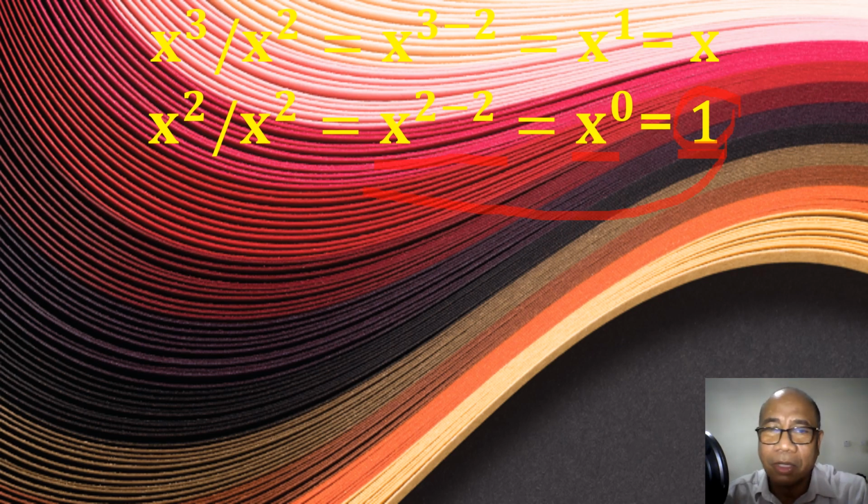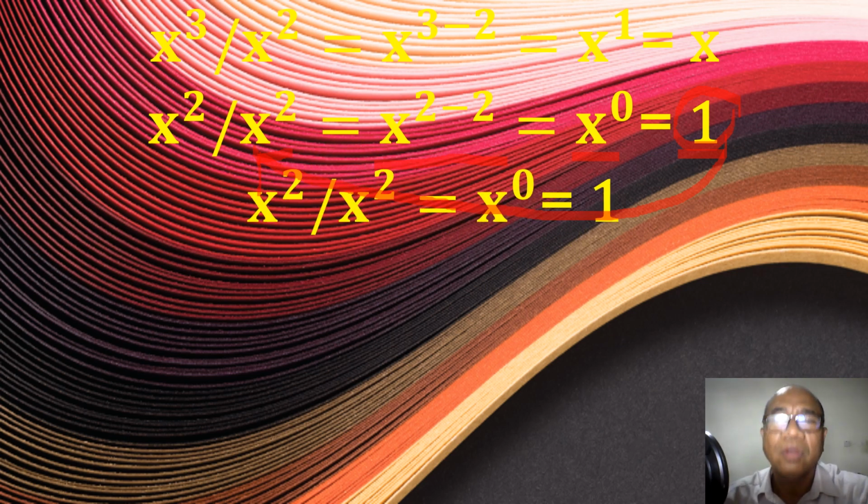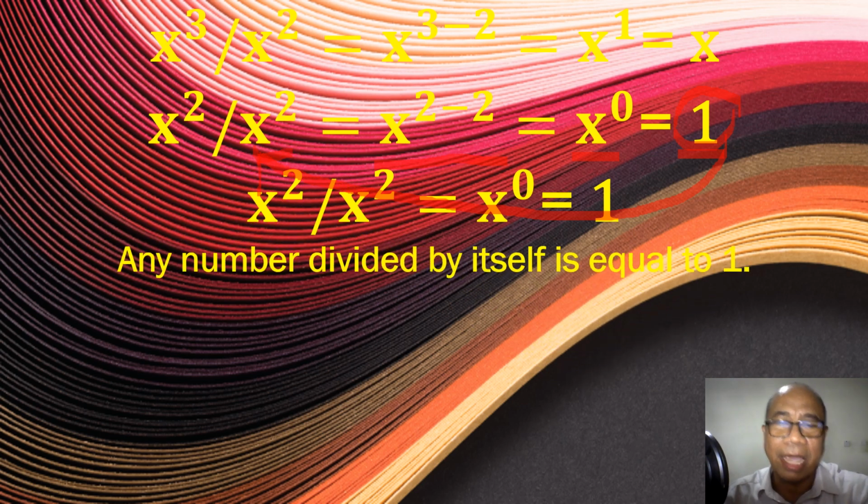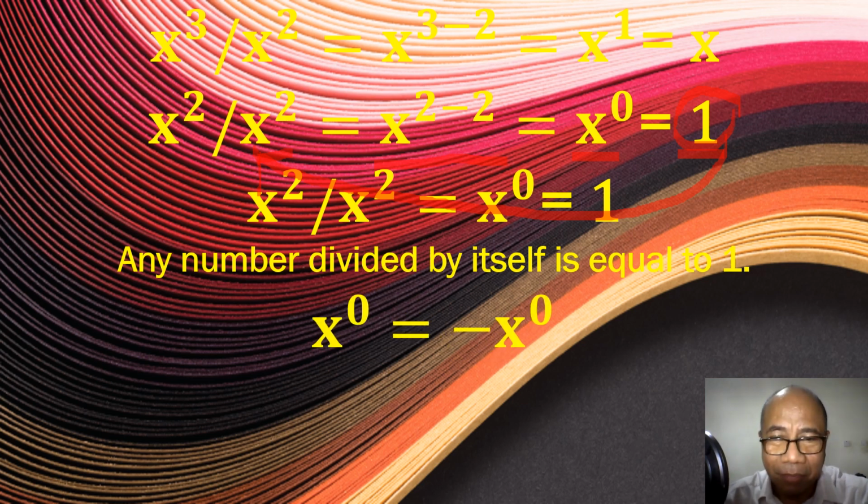Why? Because from this equation, x squared divided by x squared, any number divided by itself is equal to 1. Now, let's go to our topic.